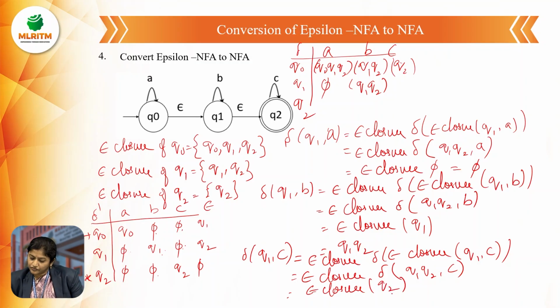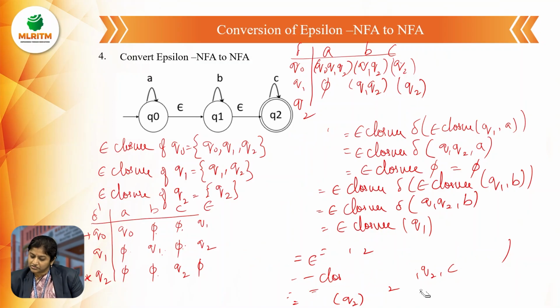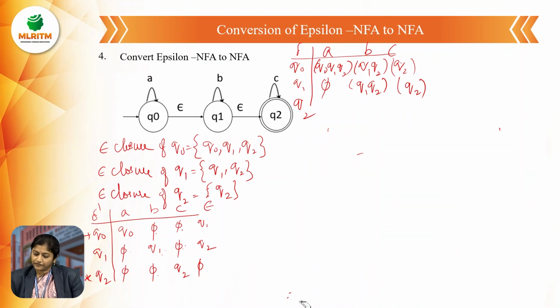So epsilon closure of q2 is what? q2 only. Okay, so I'll write it here as q2. Now q0 is over, q1 is over. Now we'll find for q2. Next we'll find for q2 on A, q2 on B, then q2 on C.